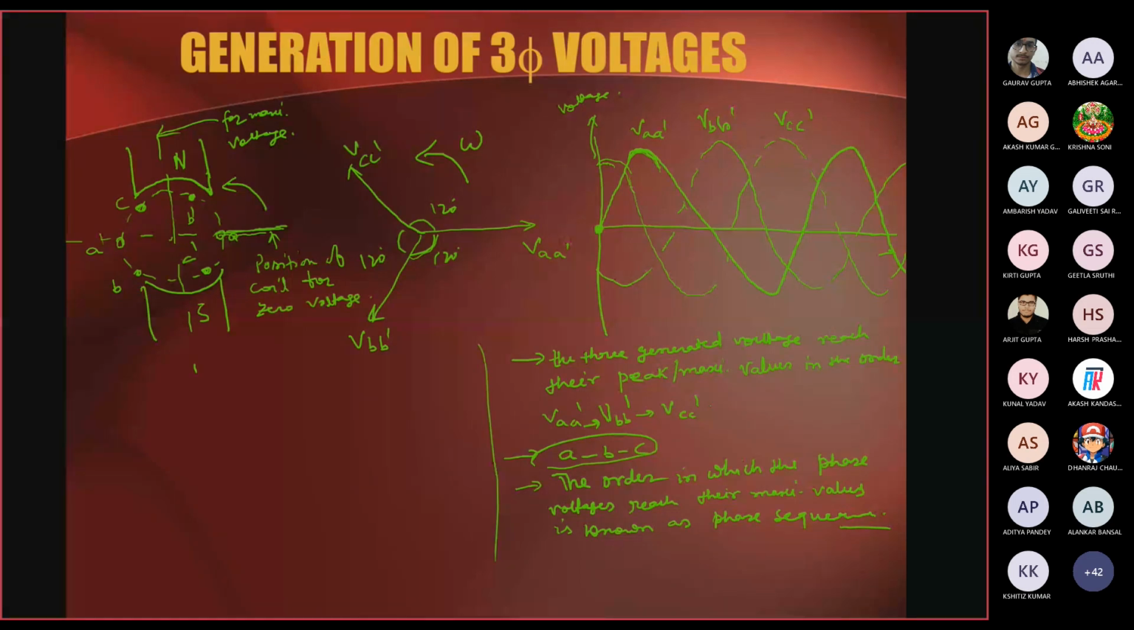Now this is about the phase sequence. Since voltage is generated in each coil, it can be considered as a source of voltage. Suppose this is a coil, your AA dashed coil. Now some voltage VAA dashed has been generated across this coil, then this can be considered as a source, right? Let us now connect some load across each phase coil. This is your load.